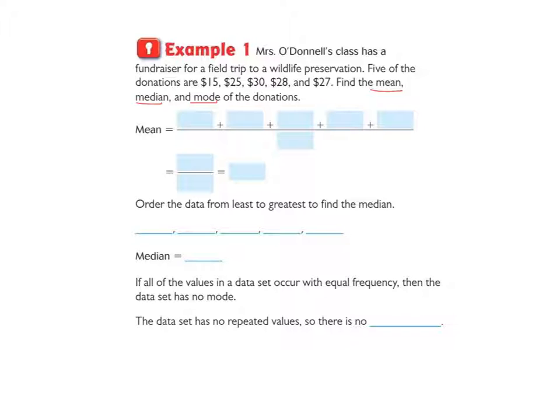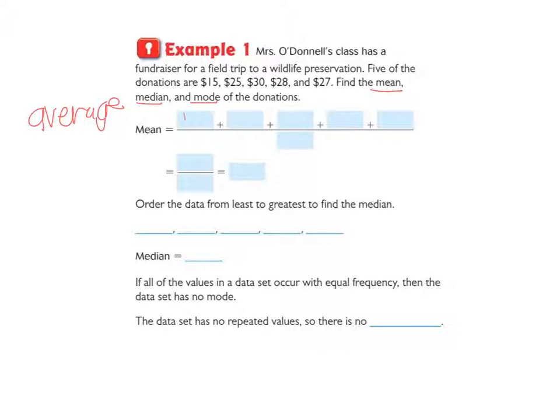You'll notice that it's not including the range. That's because your book doesn't ask you to find the range, but we'll probably find it anyway just for good practice, okay? So let's go ahead and start with the mean. Now remember, the mean is our average. So we take all of our numbers and add them up first to find our average.